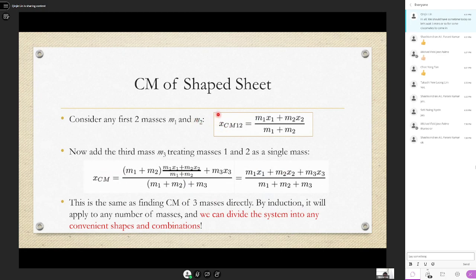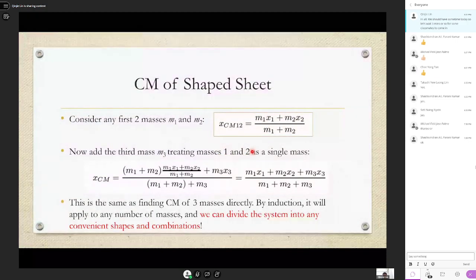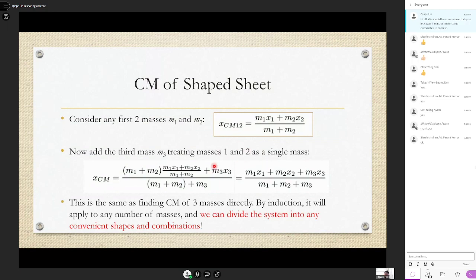This is the explanation. Consider any first two masses M1 and M2. To find the XCM of that, we use this standard formula. Now we have the XCM of 1 and 2. Now we add the third mass, M3. We treat masses 1 and 2 as one single mass, with a new CM for this combined mass. Now we bring in the third one, so we have M3 and then M1 and M2 as a single mass already. So in the end, we still have two. Apply back the same equation, and in the end, you'll find this.